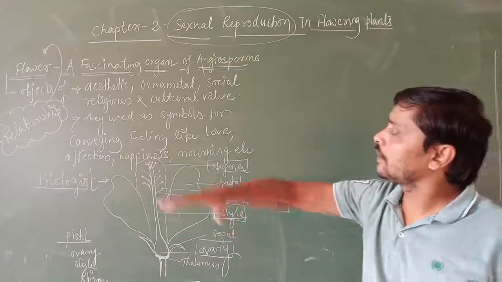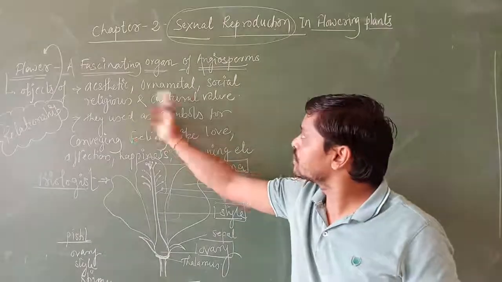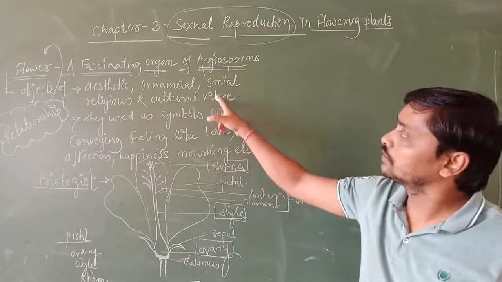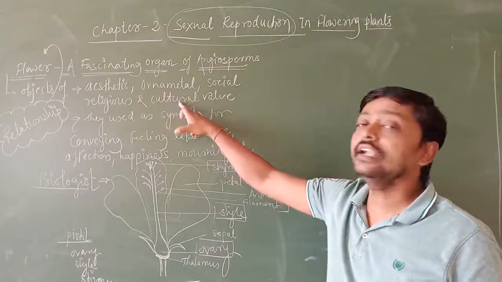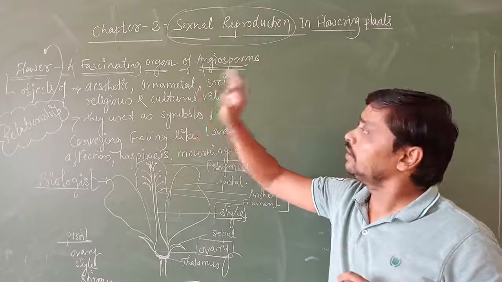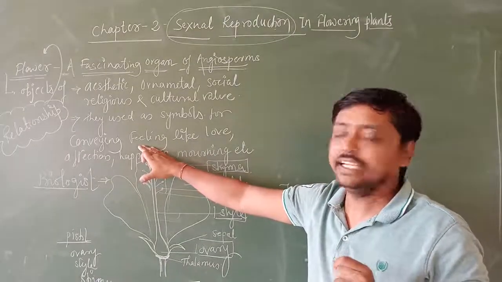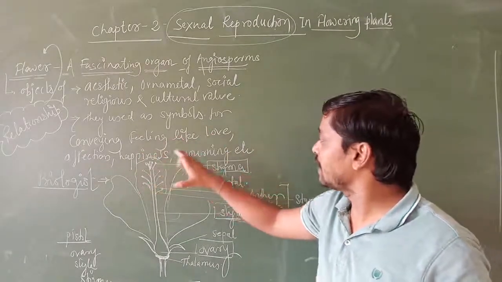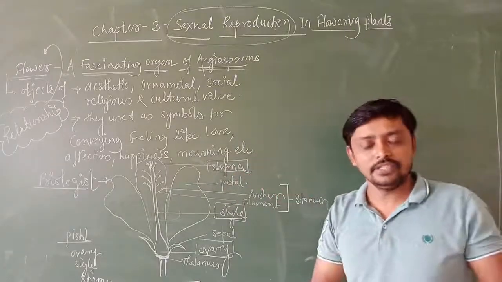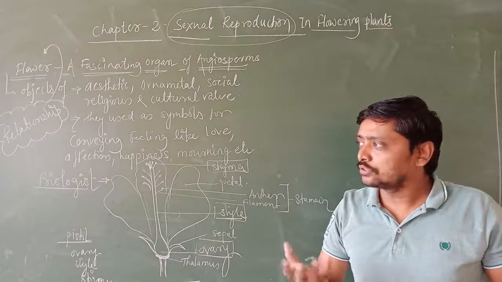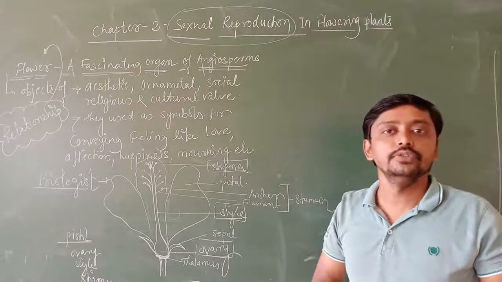The flower has aesthetic, ornamental, social, religious and cultural value. Flowers are used as symbols for conveying feelings like love, affection, happiness, mourning, etc. These are the common values of the flower, and the different ways in which we use flowers.